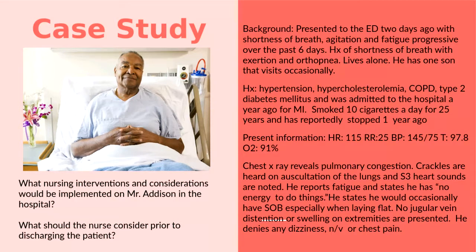Okay, so a few interventions. So what do you guys think are the interventions for Mr. Addison? Okay, so a few interventions in the hospital setting will be vital signs, I&Os, O2 therapy, daily weights. You want to elevate the head of the bed to expand the lungs to reduce dyspnea. You want to make sure he's adhering to his drug regimen. You want to include rest activity periods.